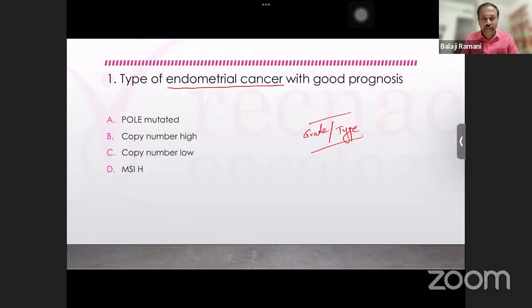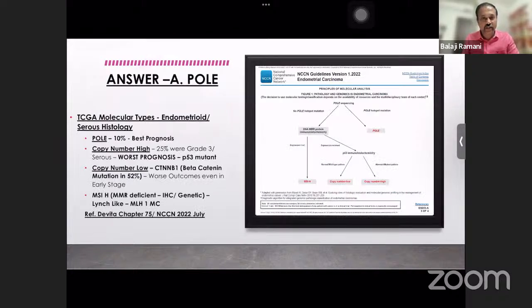So as far as this particular thing is concerned, what we have to remember is, just like in breast cancer, we have the four subtypes: luminal A, luminal B, then the HER2 enriched type, and also the triple negative or the basal types. Similarly, in endometrial cancer, we now have a molecular classification. The question here is, which is the one which has got a good prognosis? The answer is, of course, the pole mutated type. This has not changed from 2022 till now. The same thing is applicable even in the current NCCN guidelines of 2024 as well.